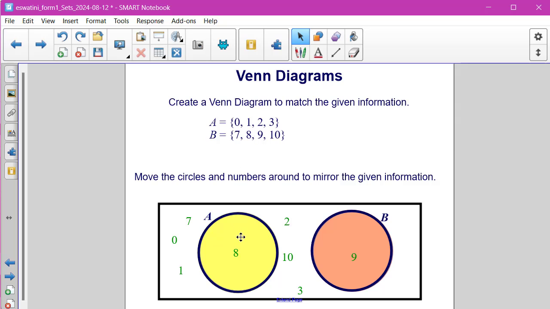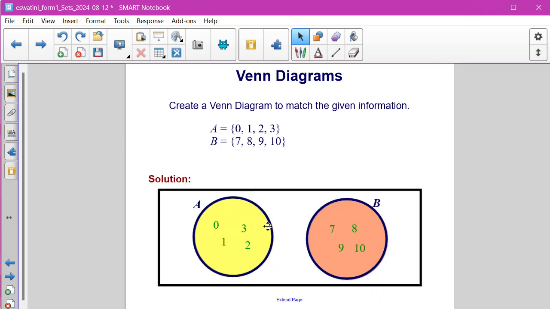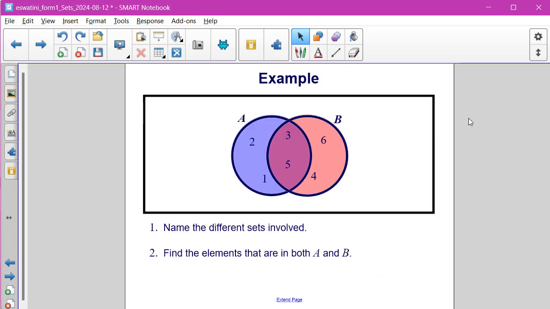Now let's move all of our elements into their desired set. So this 8 doesn't belong in A, actually it belongs in B. 9's already in B. I see 10, that belongs in B, and so does 7. And then all these remaining elements, 0, 1, 2, and 3, all belong in set A. And here's the solution to this example, and it does resemble the solution that we found when we worked through the problem together.